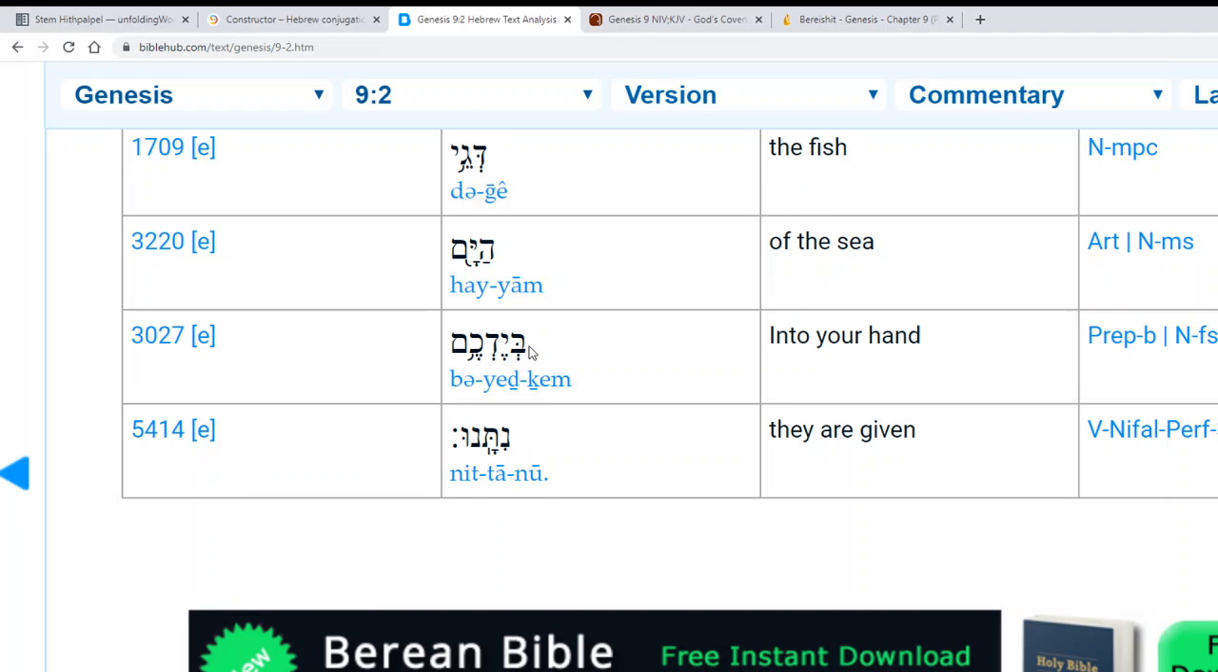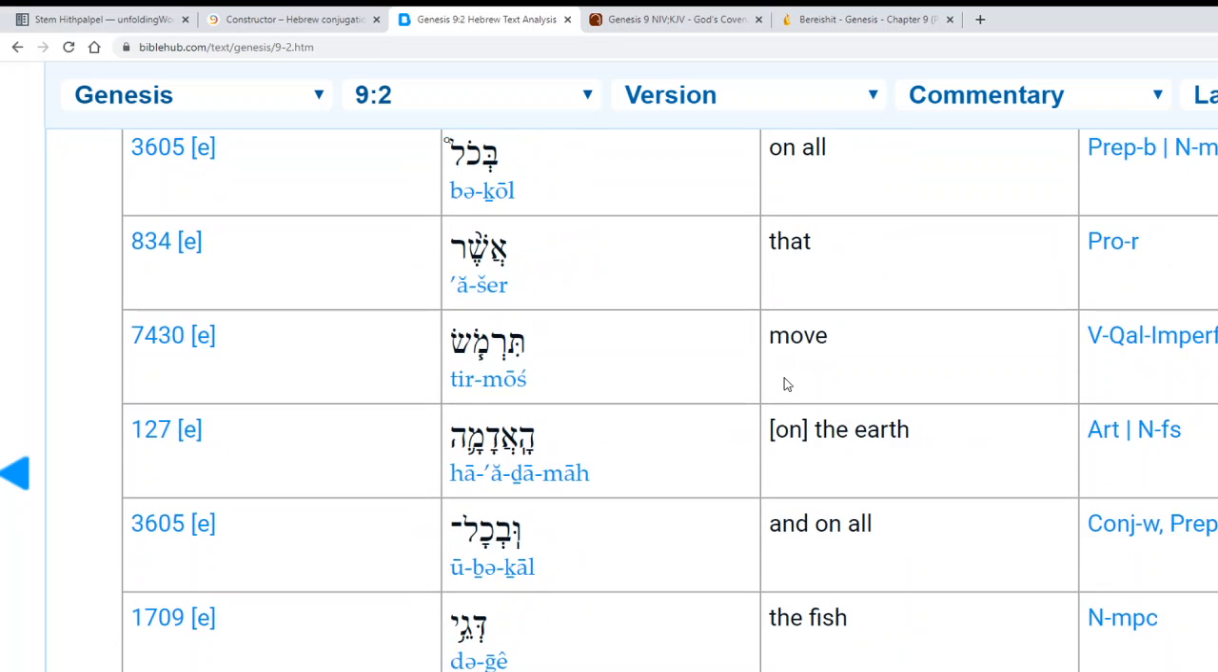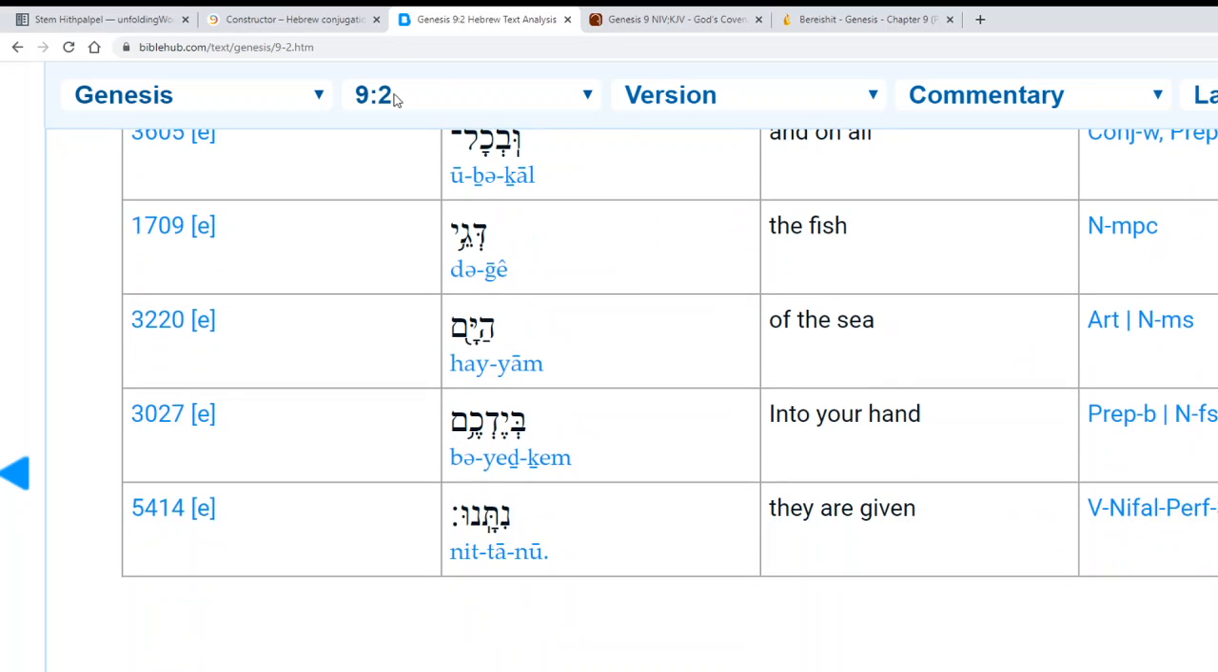Be'yedchem. So prepositional bet, yad is hand or arm, right? Yedchem is second person masculine plural, your hands. Nitanu. Okay, so the root I would say here is probably nun tav nun, and this is in the nif'al form. That nun at the beginning is not part of the root, it's part of the construction, putting it in the passive form. Nitanu, have been given, right? So all of these things have been given in the passive, and it's not telling you who gave it, obviously. It is the Lord who has given us everything that he has.